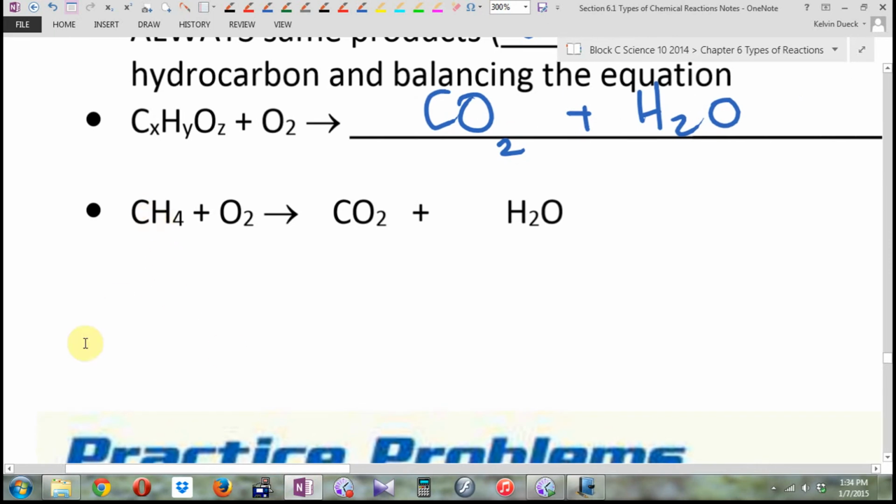How many carbons are there on the left-hand side? 1. How many carbons on the right-hand side? 1. Okay, carbons, check. I generally save the oxygens for last. The reason is, do you notice on the right-hand side, oxygen is in more than one location? That's going to make it yuckier. So next, let's do the hydrogens. How many H's on the left?